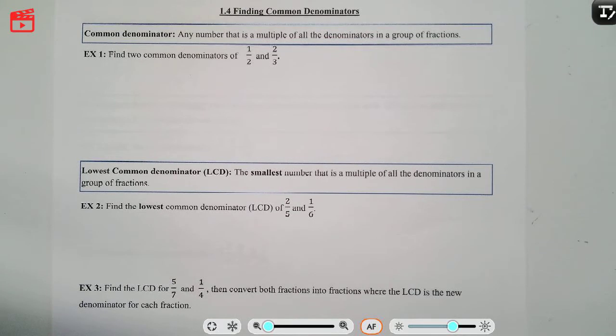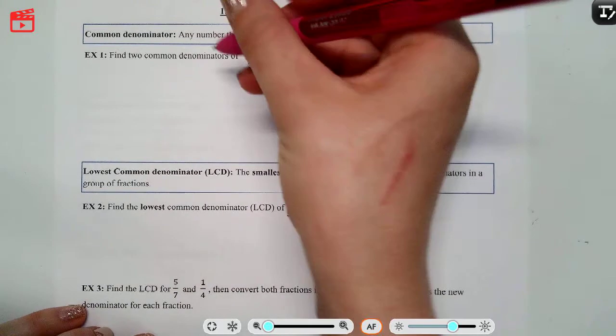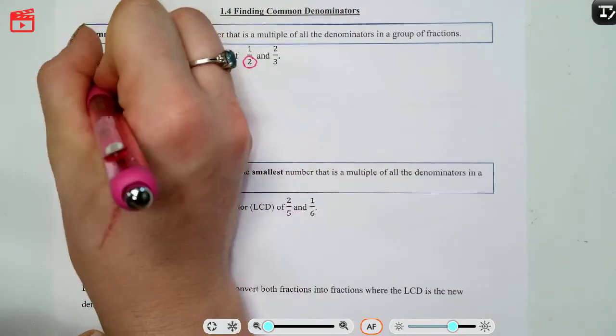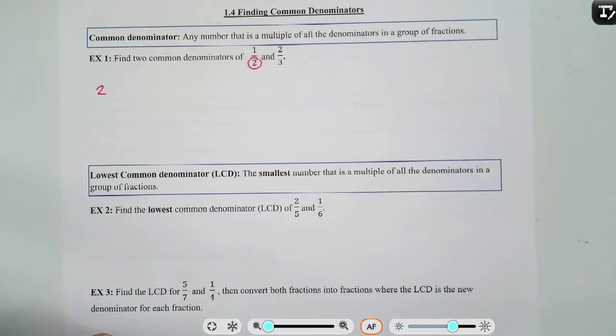All right, so 1.4, finding common denominators. So what is a common denominator? It is a number that is a multiple of all the denominators in a group of fractions. All right, so I want to find common denominators of 1/2 and 2/3. Okay, so to do that, I'm going to take the denominator 2, and then I'm going to take the denominator 3.